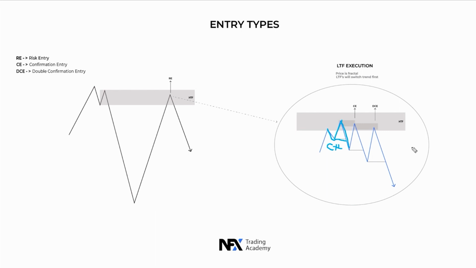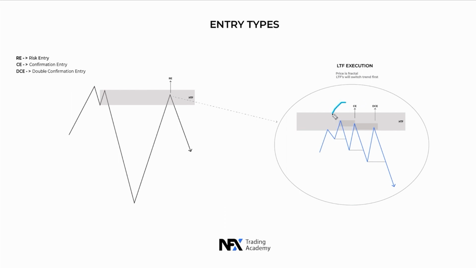Price starts to switch order flow on the lower time frames, which means the higher time frames are going to follow. So if this is the 5-minute time frame, then usually the 15-minute time frame follows, then the 1 hour and then the 4 hour to complete the swing trade. This way we can have a better risk reward. The first entry is a confirmation entry.